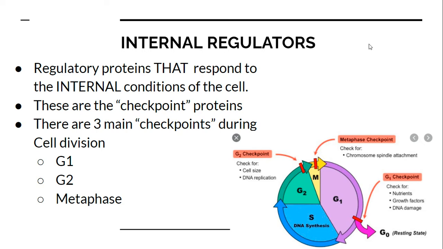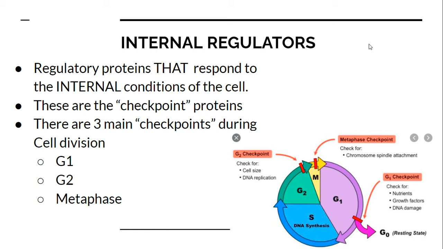So let's take a look first at our internal regulators. These are regulatory proteins that respond to internal conditions inside of the cell. These are our checkpoint proteins. So remember, we talked about checkpoints last week. There are three main checkpoints during cell division. There is the G1 checkpoint.